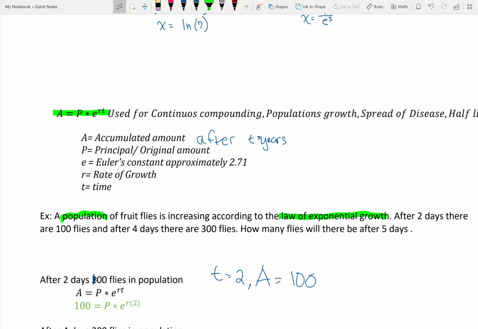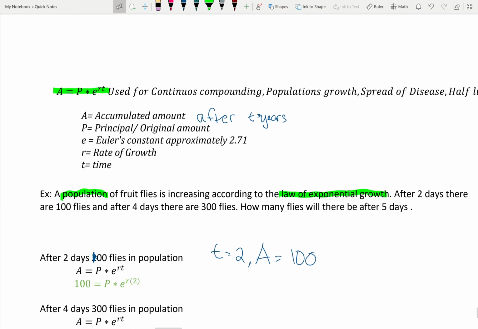All right, let's look at the second half of the second sentence. And after 4 days, there are 300 flies. Guess what happens this time? After 4 days has passed, there's an accumulated amount of 300 flies. So we're just going to do the same thing.